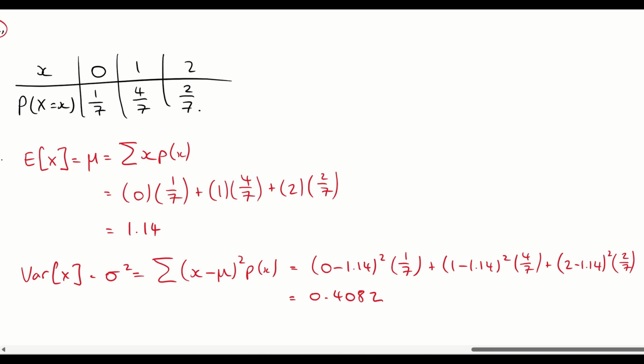And a lot more often, we tend to use the standard deviation, which is just the square root of the variance, when we're talking about the spread of data. And if you pop that into a calculator, so you take the square root of 0.4082, you would just get 0.6389.